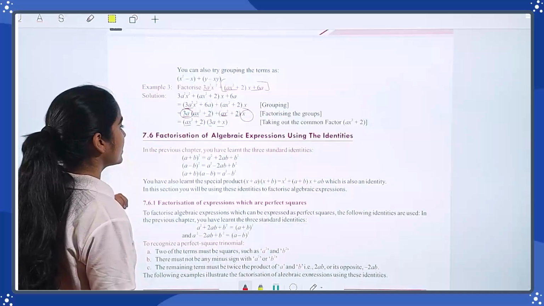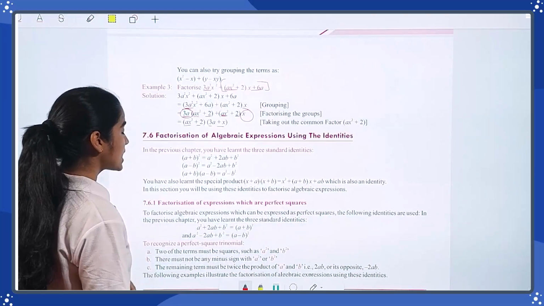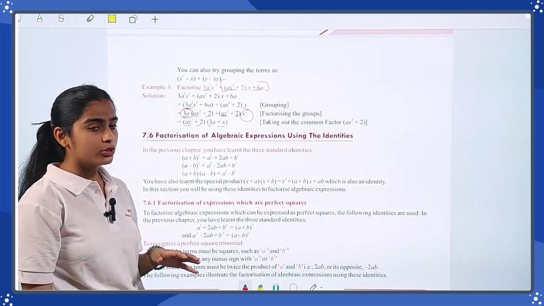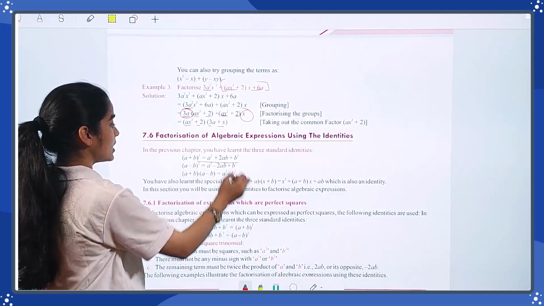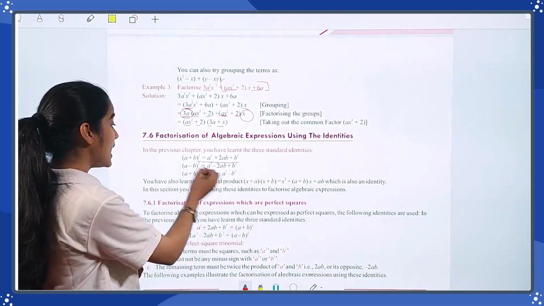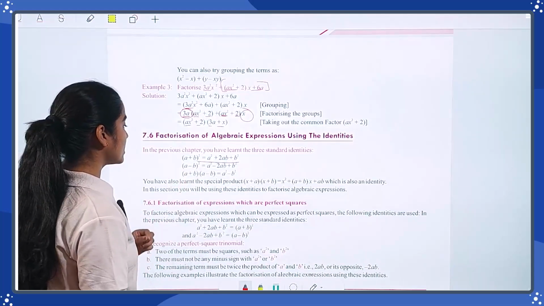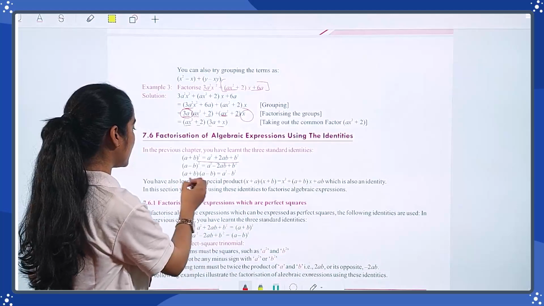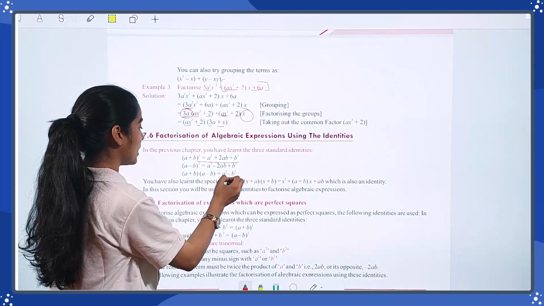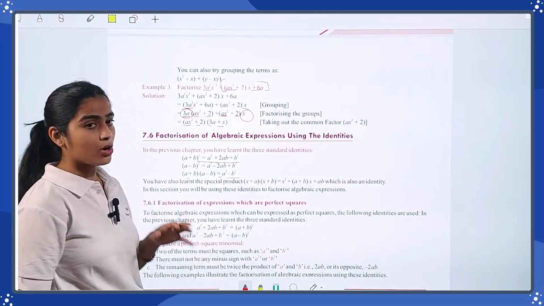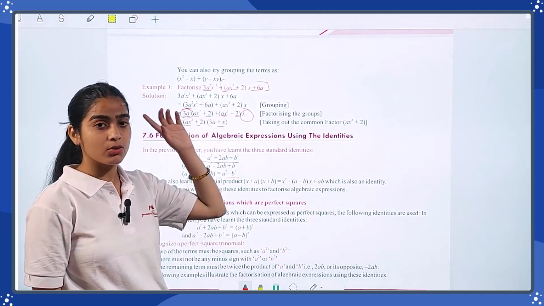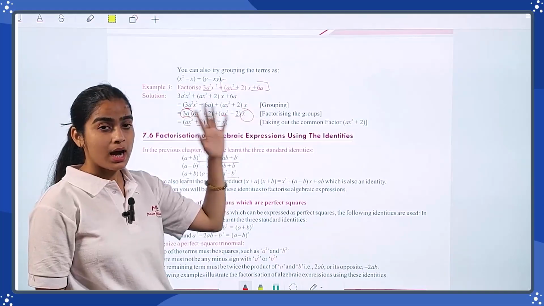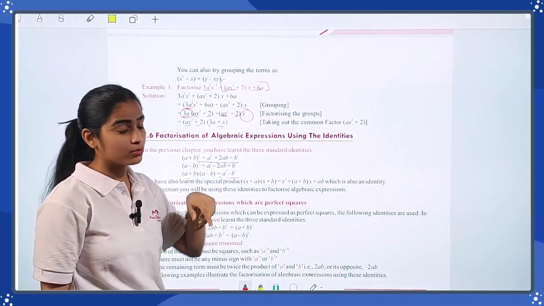Now factorization of algebraic expression using the identities. I already told you these identities in your previous chapter. A plus b whole square is a square plus 2ab plus b square. A minus B whole square is A square minus 2AB plus B square, and (A plus B)(A minus B) is A square minus B square. If you still have not understood these identities, what you have to do is first go through your previous chapter, understand these identities, and then come back to this chapter.